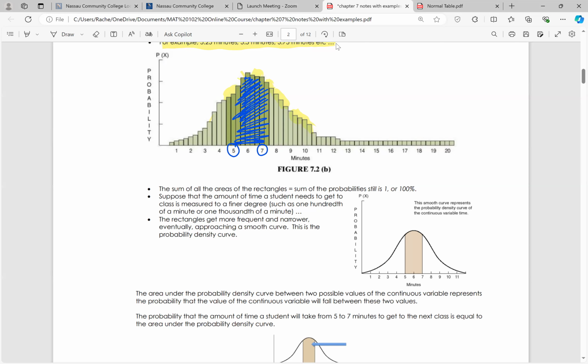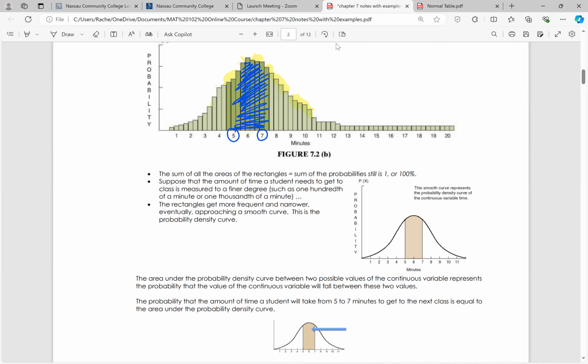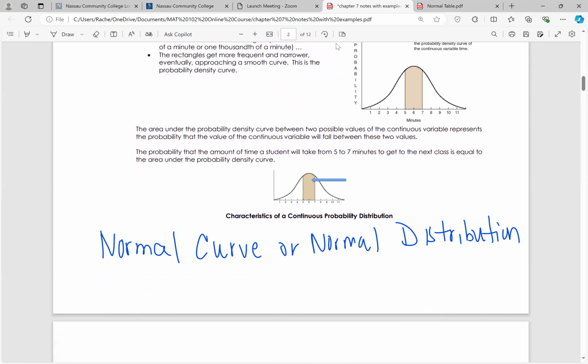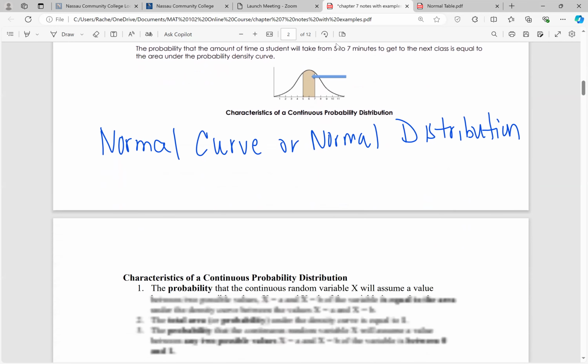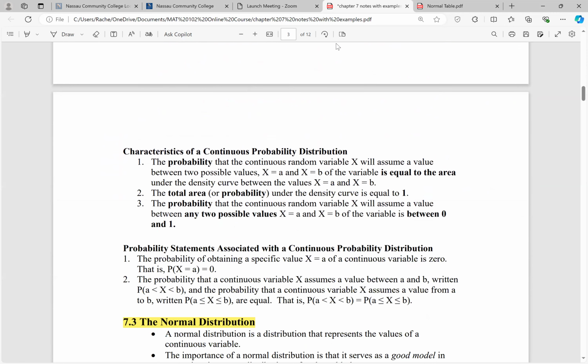And this is called the probability density curve, and we said it represents a continuous variable. And when it's smooth, bell-shaped, symmetric like this, we call it a normal curve or the normal distribution. So let's first talk about the characteristics of a continuous probability distribution. We started to in the last lecture, but let me sketch a picture.